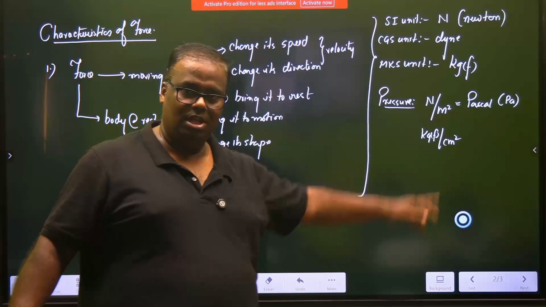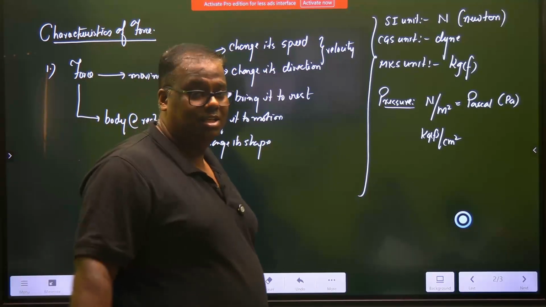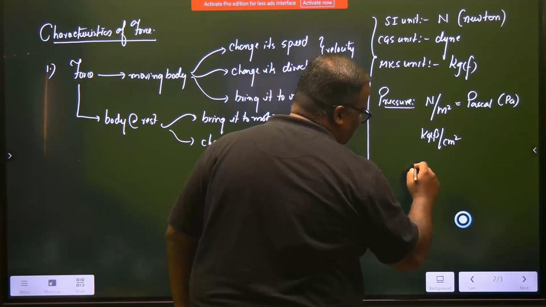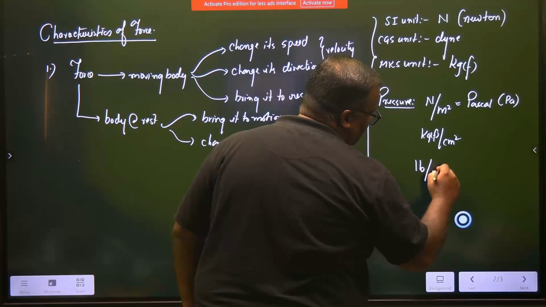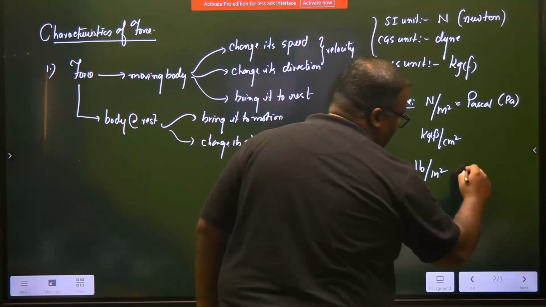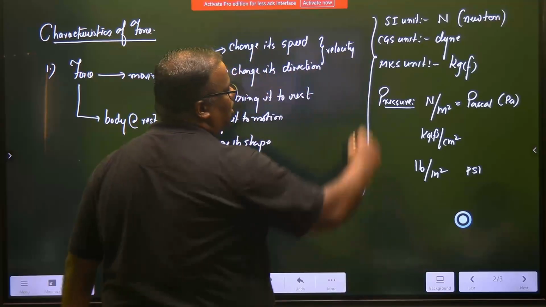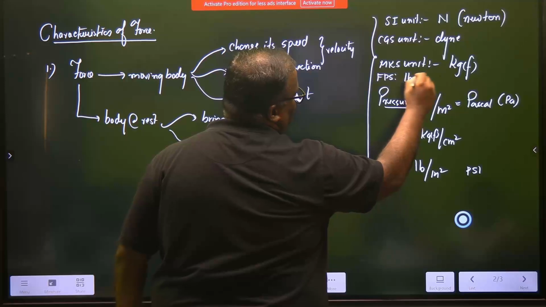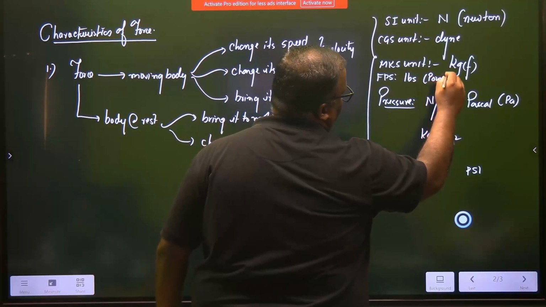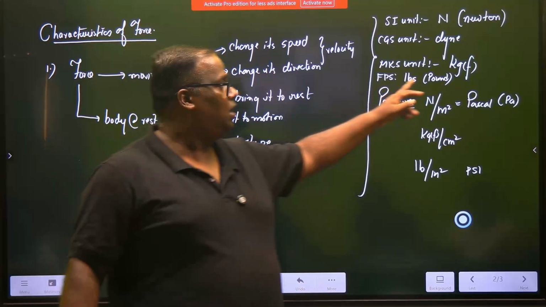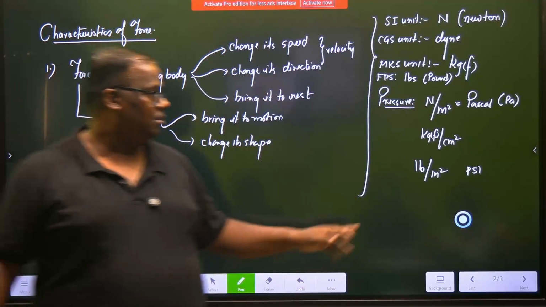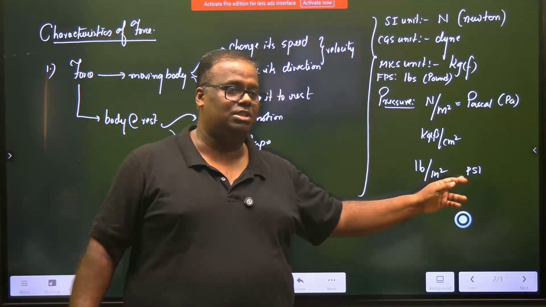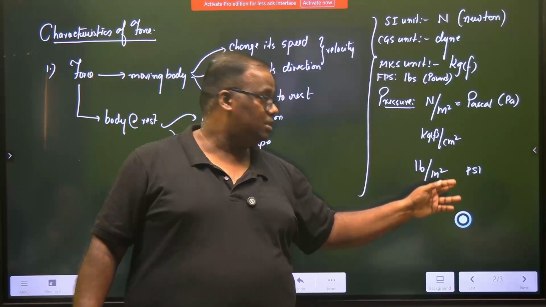And when you go to fill your car tires, then you follow the FPS system. So in the FPS system, pressure will be written as lb per inch square. And this is known as PSI, pound per square inch. In the FPS, the foot pound system, pound is written as lbs. Pounds is lb. When you go to the petrol station, the air is always filled in FPS. So 36 you say, that is PSI.